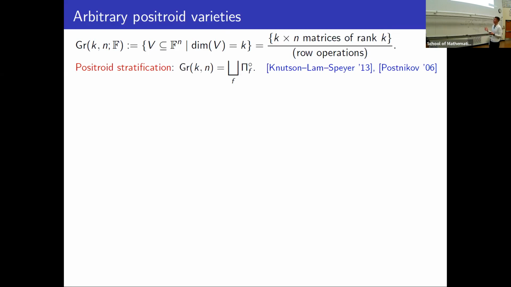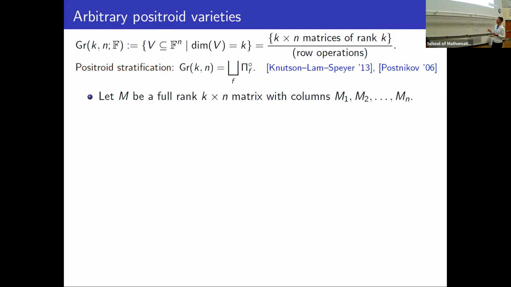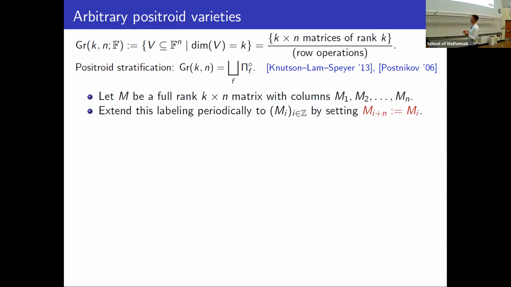To define these pieces, let me take one of these k by n matrices and associate to it a certain map. First of all, I look at the columns of my matrix, M1 up to Mn, and I continue this labeling cyclically, so M_{n+1} is equal to M1, and so on. It just cycles around these n columns.